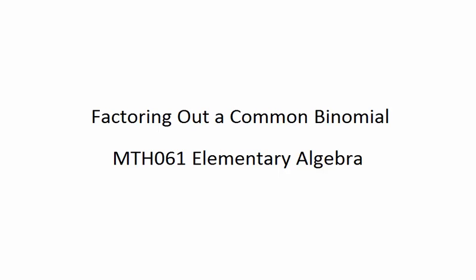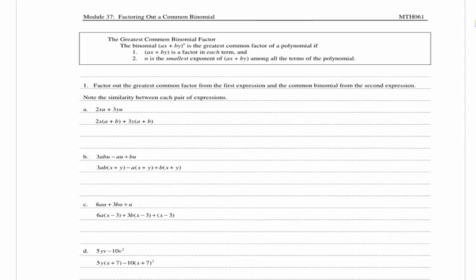In this video, we're going to be factoring out a common binomial. The greatest common binomial factor, the binomial (ax + by)^n, is the greatest common factor of a polynomial if ax + by is a factor in each term and n is the smallest exponent of ax + by among all the terms in the polynomial.